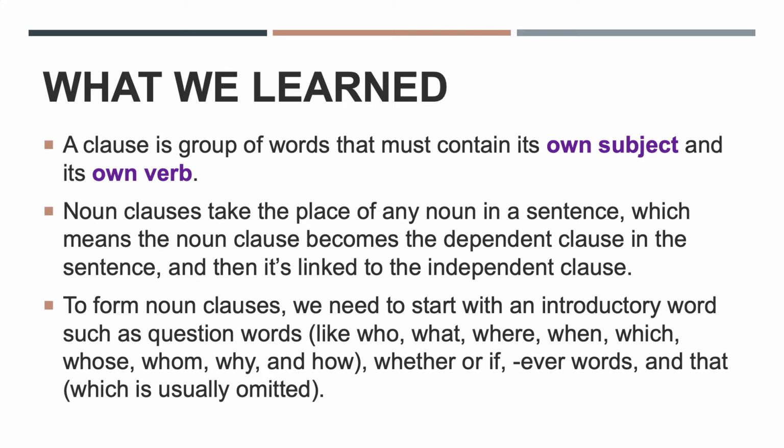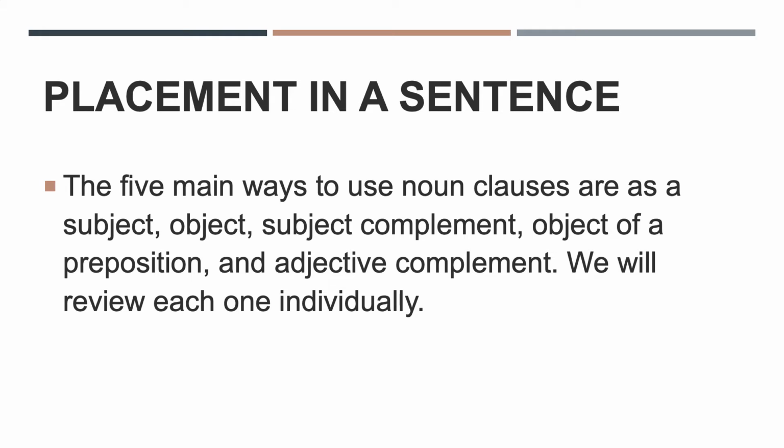So in order for noun clauses to actually act like nouns, they have to take the place of a particular noun anywhere in the sentence. So we can actually have different uses for the noun clauses. The 5 main ways we use noun clauses are as a subject, object, subject complement, object of a preposition, and adjective complement. We're going to discuss each one individually.